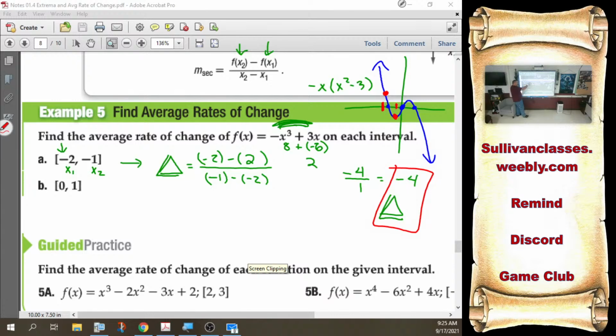If I want to know on this equation from 0 to 1, my average rate of change, you plug those values in. X sub 1, X sub 2. Or sorry, X sub 2, X sub 1. I say it backwards. Plug them in. Stick a 1 in there. Negative 1 plus 3. Negative 1 plus 3. Stick a 0 in there. I get 0.